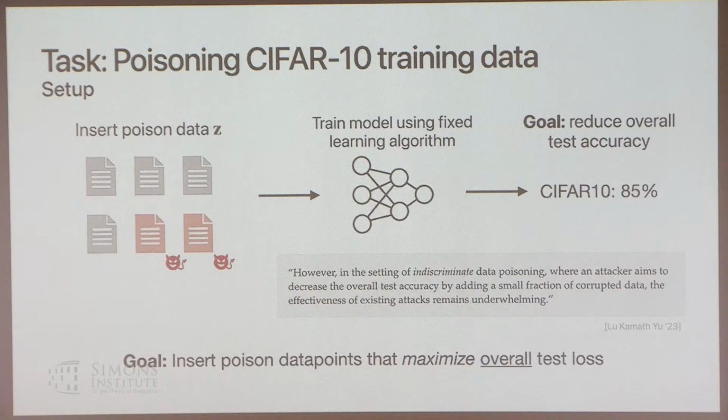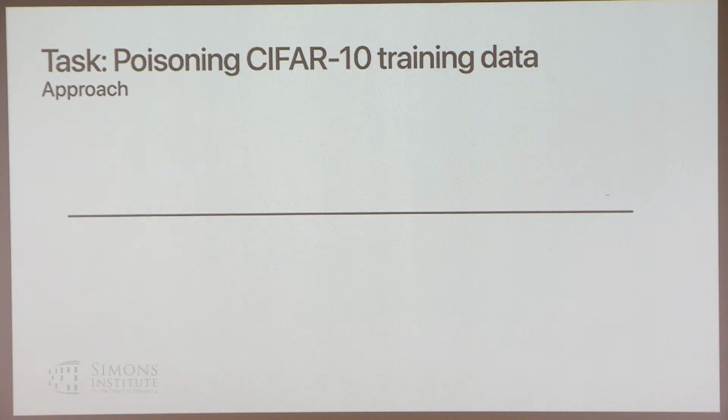And speaking from experience, and from this really nice paper by Yue, Gautam, and Yaoliang, in this indiscriminate data poisoning setting, it's really, really hard to poison neural networks in this way. Generally speaking, if you insert an epsilon fraction of poisoned data, for a really long time, I was convinced that the best you could do was an epsilon degradation in accuracy. And this paper from Yue got slightly better than epsilon degradation in accuracy, and I was super, super happy about that. So, okay, what's our approach going to be?